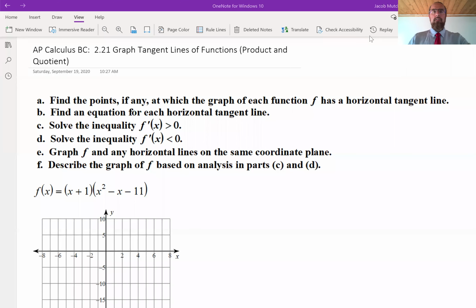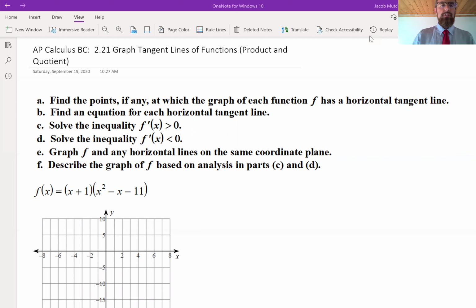Welcome to Calculus. Today we will investigate graphing tangent lines of functions that are made up of different products or quotients. And we'll be focusing on using the product and the quotient rules to help us find the equations for those tangent lines. Let's take a look at a product.